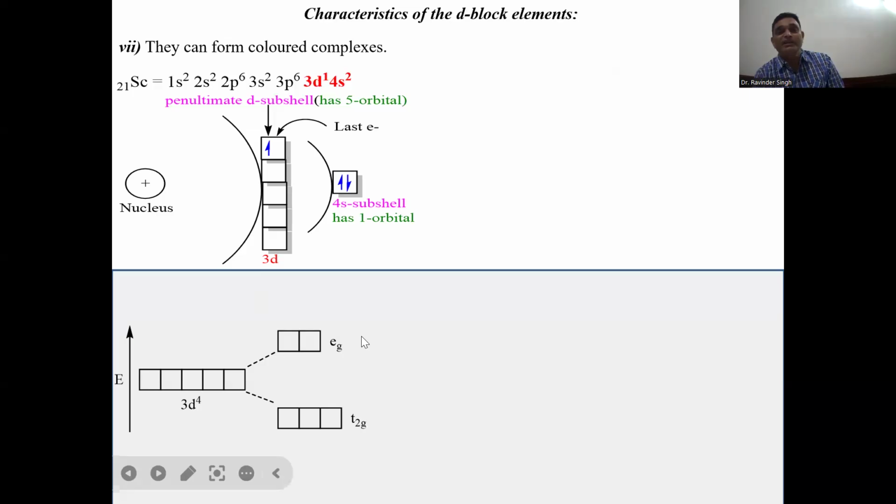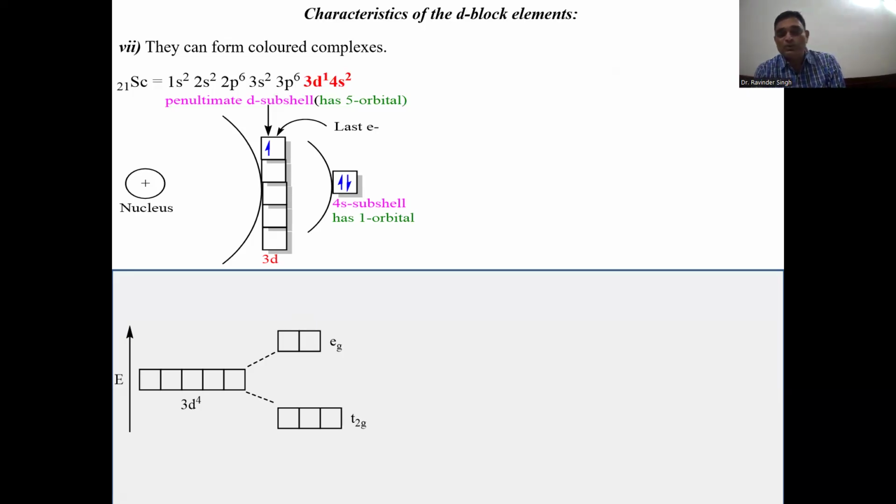In that particular case, the d subshell splits into 2 sets. The 3 d orbitals are present below and 2 above, and these two sets are called the T2g and the Eg orbitals. The lower ones are dxy, dyz and dxz, and the upper ones are dx square minus y square and dz square. That is the splitting on the basis of their shapes, which we will discuss in the chapter of the d block elements.